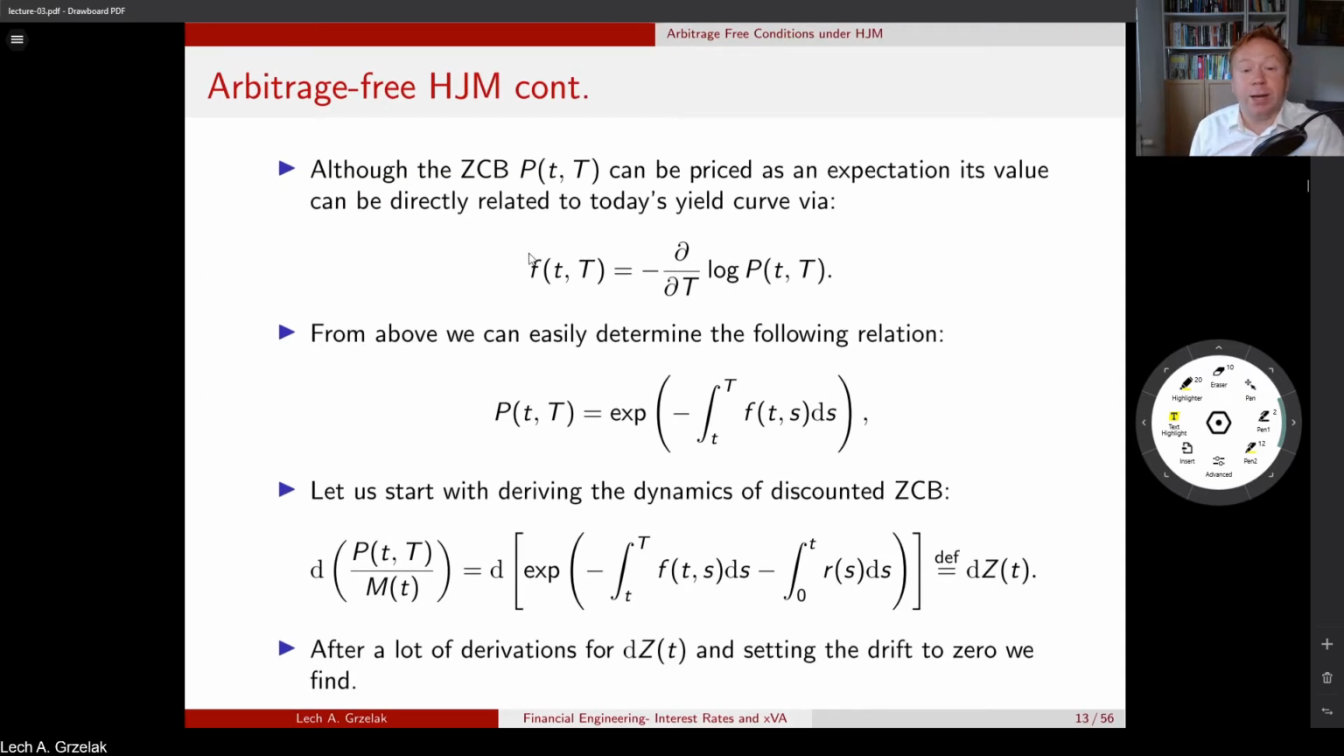Okay, the relation between instantaneous forward rate and zero coupon bond is as follows. And we can also find the following relation. If we take an exponent and then just reorder this equation, we see that the zero coupon bond can be expressed in terms of the instantaneous forward rate, which is exp of minus integral from t to T of f(t,s) ds. So you see, this is a slightly different definition from what we have seen before, because before this zero coupon bond was an expectation of exp of minus integral from t to T of r(s) ds, and now, you see, this is equivalent.